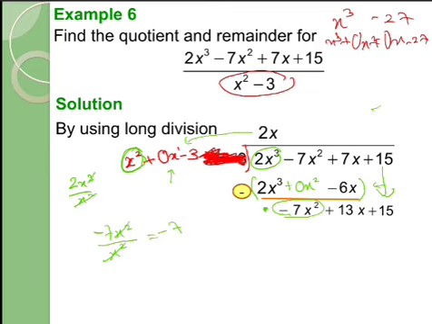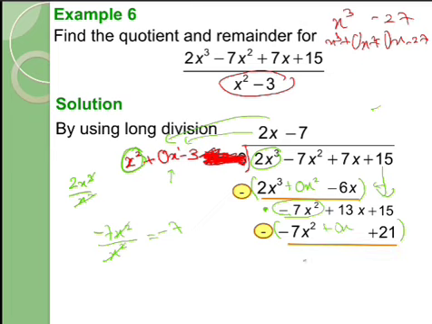Write negative 7 on top and multiply negative 7 with all of the terms one by one. Negative 7 times x squared is negative 7x squared. Negative 7 times 0x is just positive 0x. And then negative 7 times negative 3 is positive 21. Subtract these two expressions. Make sure the first term is 0. 13x minus 0x is just 13x. 15 minus 21 is negative 6.